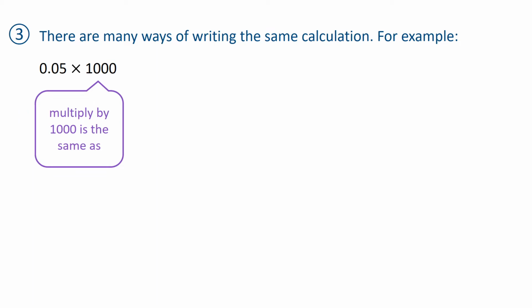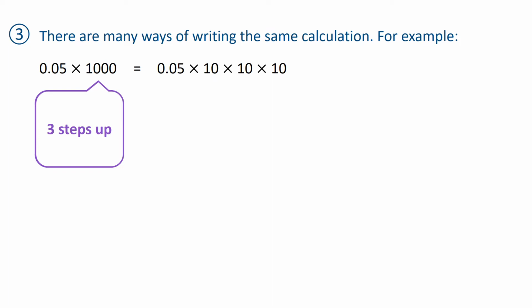So multiplying by 1,000, for example, is the same as 3 steps up. So there's the illustration of 3 steps up. So how could we write that calculation in another way? Well, I've put there in purple brackets 10 times 10. So I know that 10 times 10 is 100. So that's another calculation that answers the original question, 0.05 times 1,000. So we're encouraging pupils to group their multiplications of 10 and think about it in lots of different ways.